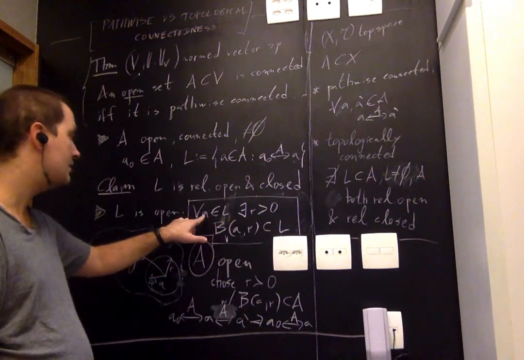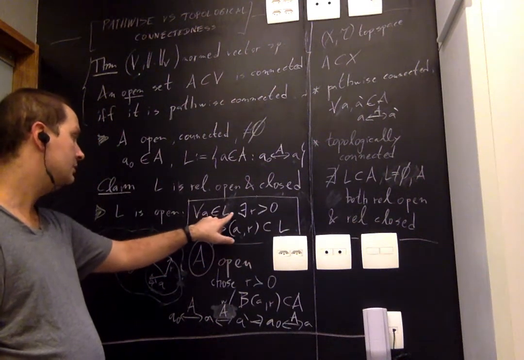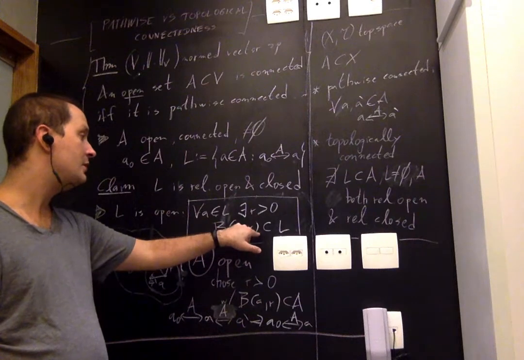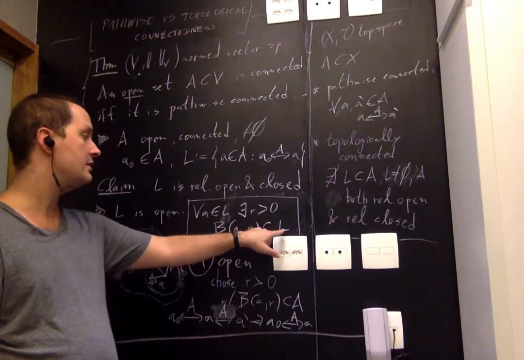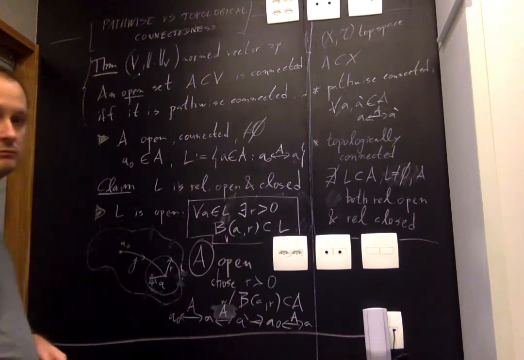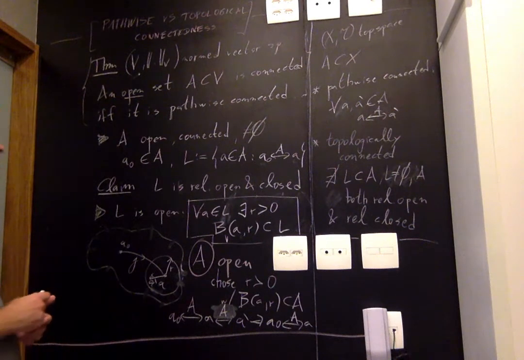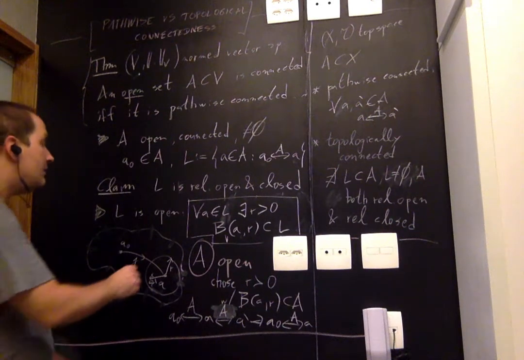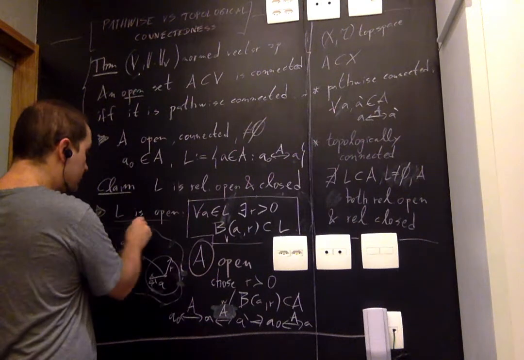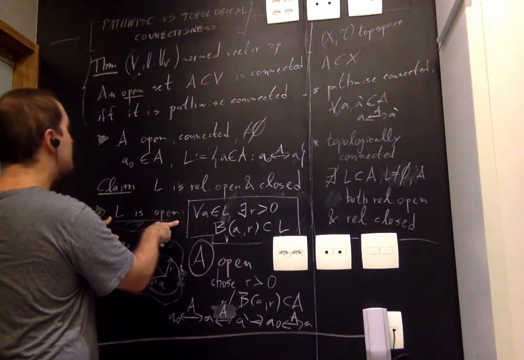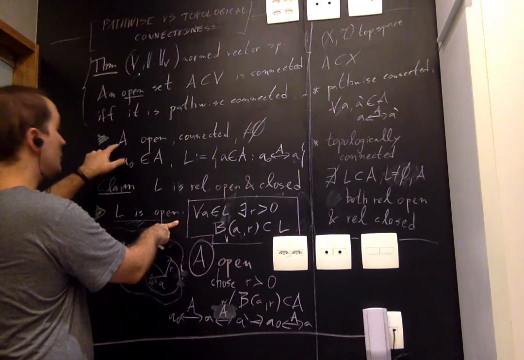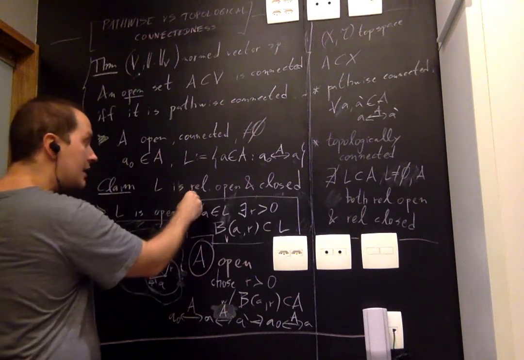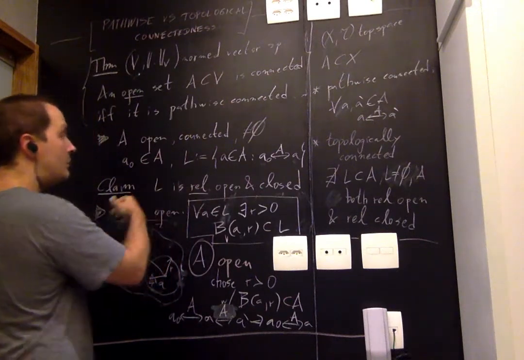And therefore I'm done. I said, take an element of L, and there must be an open ball of positive radius around it that's contained in L. And we showed that. Again, what does that give us? This gives us that L is open, and because L is a subset of A, which is open, L is also relatively open. It's open in the topology induced on it.